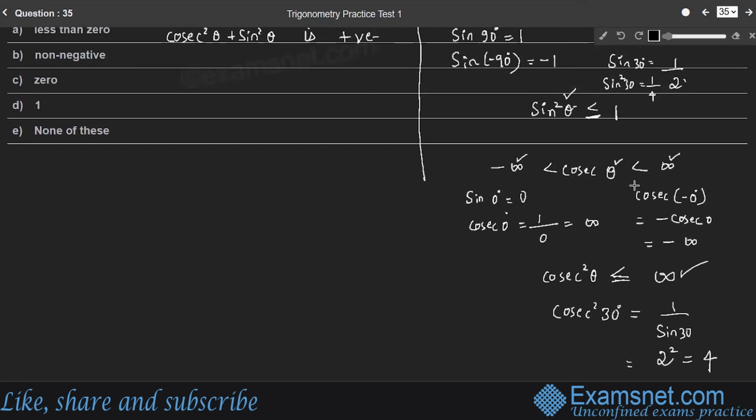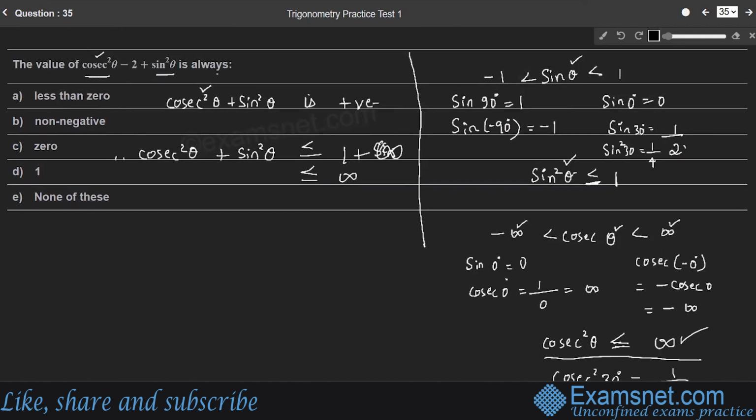Now, let us consider cosecant square plus sine square theta, right? Therefore, cosecant square theta plus sine square theta is always less than or equal to 1 plus infinity. Since sine square theta is less than or equal to 1, and cosecant square theta is less than or equal to infinity, their sum is less than or equal to 1 plus infinity. 1 plus infinity is nothing but infinity itself. So their sum is less than or equal to infinity, right?